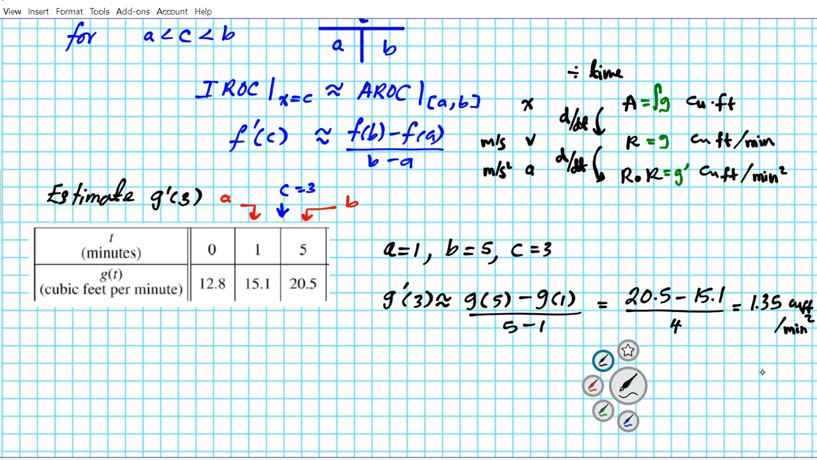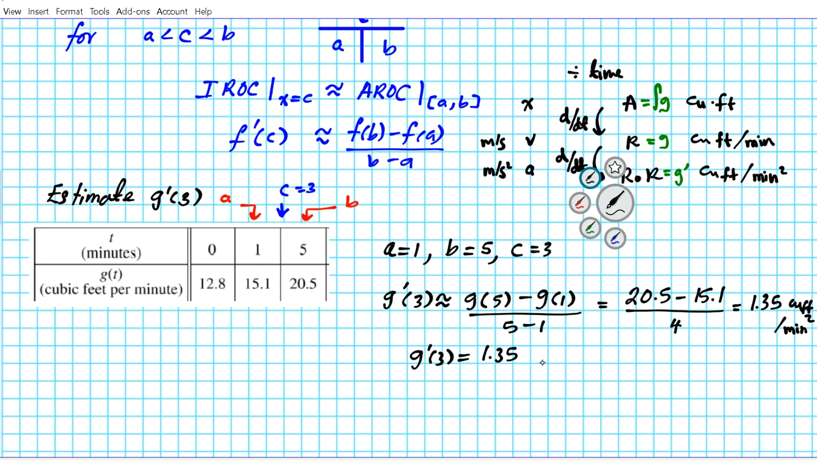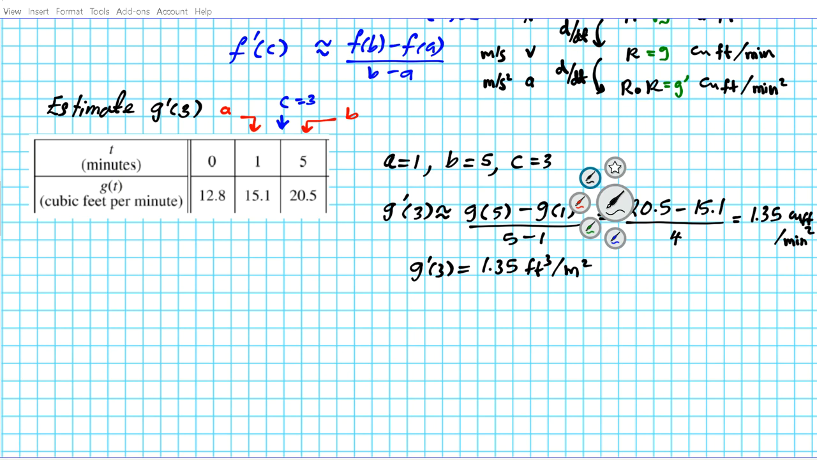That's the unit. Okay, so now that we have the answer, let's rewrite it again. So g prime of 3 is equal to 1.35 cubic feet per minute square. Okay, now what is the significance of this answer? We want to say what this answer means within the context of this problem. All right, so to do this, we're going to be using our super gun chart here, okay? All right, because the rate, the derivative is actually g, so let me show you exactly what's going on.